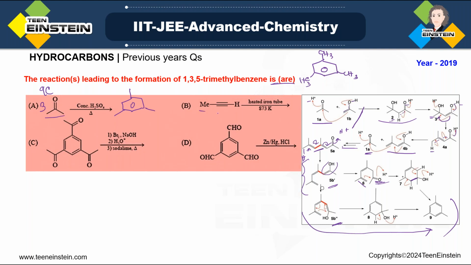Next is methyl, then CC double bond. Now we know when you take 3 acetylene, you get benzene. Now you have taken methyl substituted acetylene and you are treating it with heated iron tube. So obviously there will be a methyl substituted benzene ring, right? As if it is like this. So if you follow this type of arrow as I'm moving, you will get ultimately 135 tri-substituted benzene.